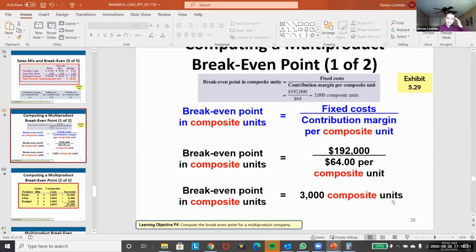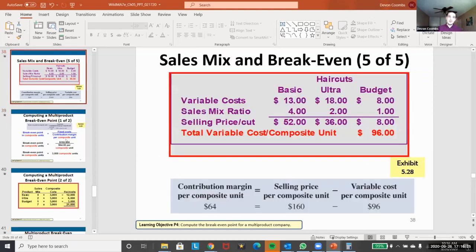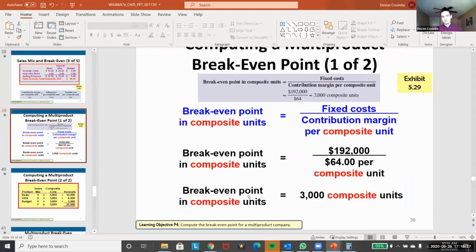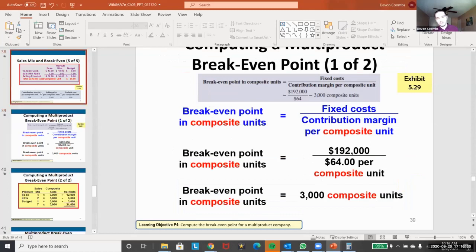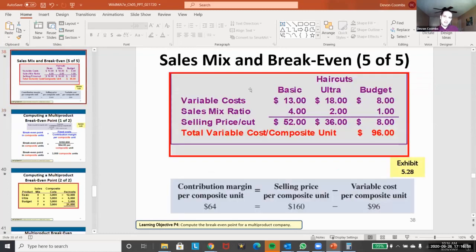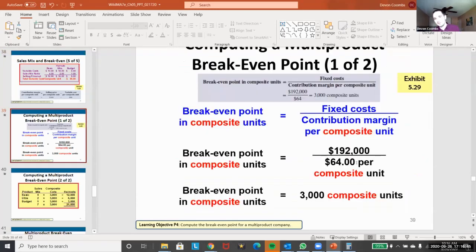I like calling them bundles. That's what you're going to hear more common in business. They're just called bundles. So we know what we need for this business to be profitable, to break even. They need to sell more than 3,000 bundles of 4 basic haircuts, 2 ultra, and 1 budget. And they might say, okay, we sell this on average in 1 hour. So they'd need to be open at least 3,000 hours in order to be able to break even. So that's one way to think of it.